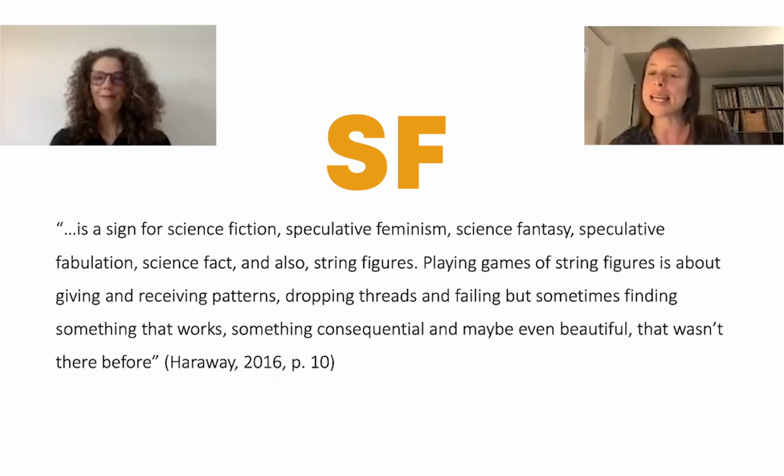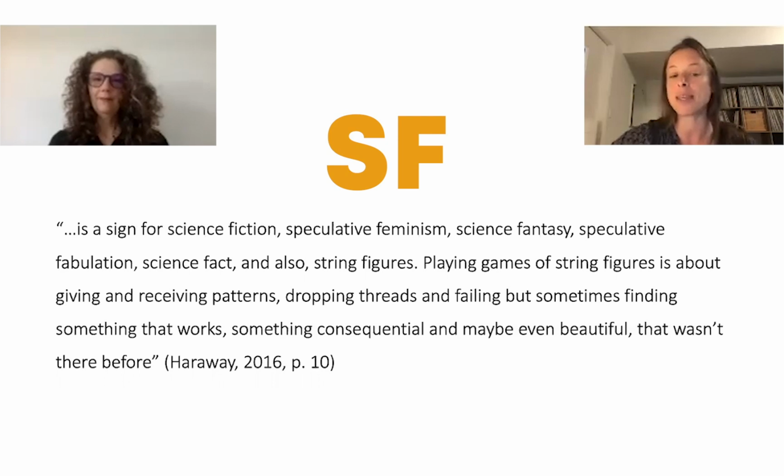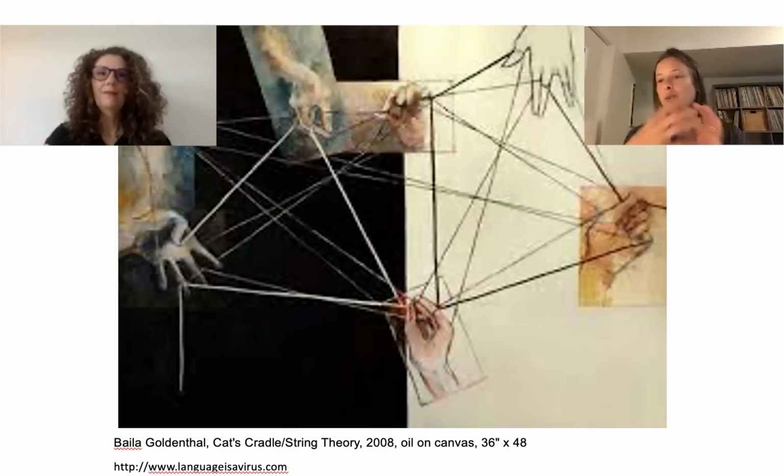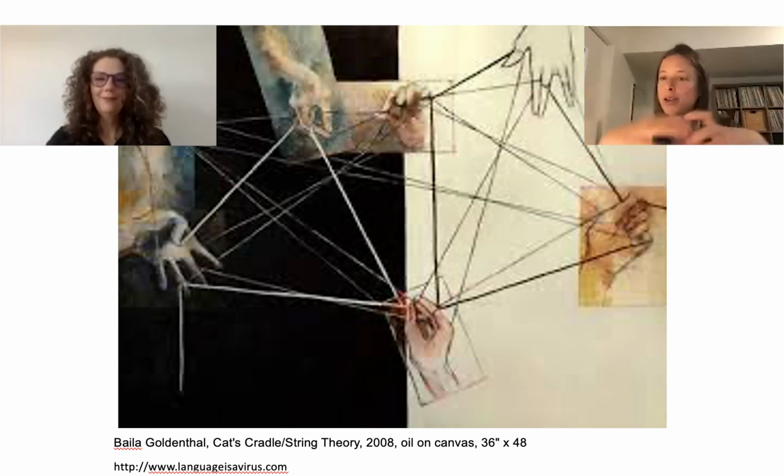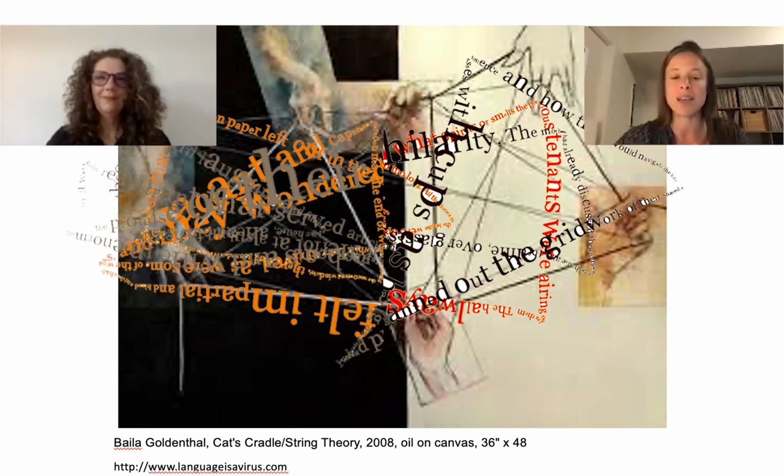She continues, playing games of string figures is about giving and receiving patterns, dropping threads and failing, but sometimes finding something that works, something consequential and maybe even beautiful that wasn't there before. This is the collaborative crochet. It's a game of people taking up that thread of the narrative and creating these figures or shapes.